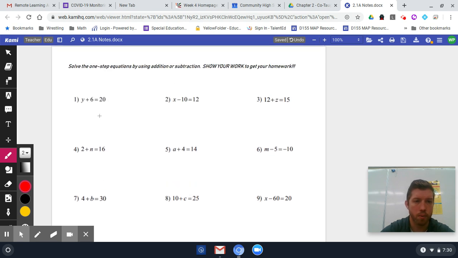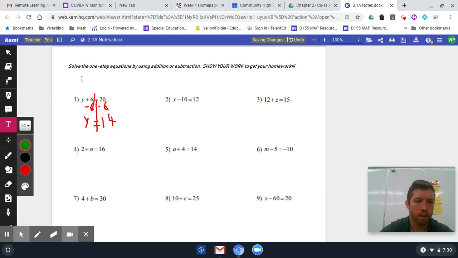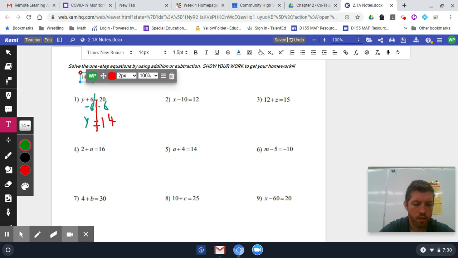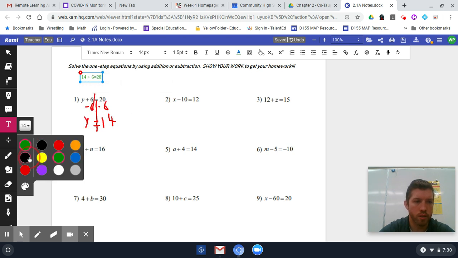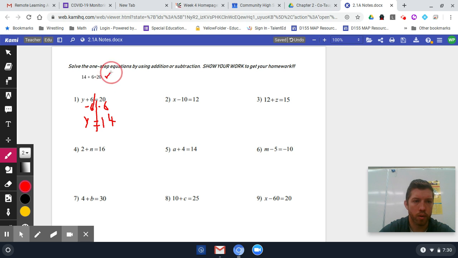I'm going to go ahead and do 2 of these problems. I'll just do 1 and 2. So I'm going to draw my line down the middle. I see this is a positive 6. Well, what's the opposite of a positive? It's a negative. So I'm going to subtract 6 from both sides. These should always cancel out, which they do. We are left with y, and 20 minus 6 equals 14. Now, in order to show all of our work, what we need to do is always plug it back in. So I'm going to do 14 plus 6 equals 20. Does 14 plus 6 equal 20? It is true. So I'm going to give myself a little check and we are good to go.